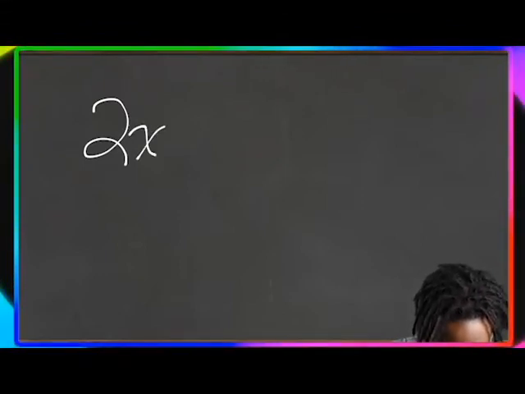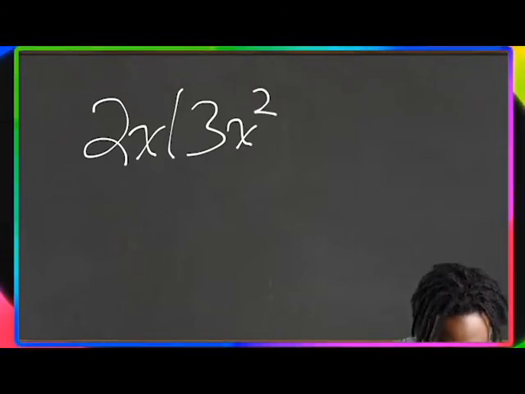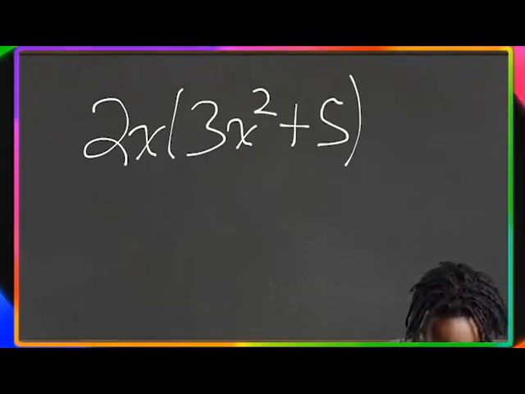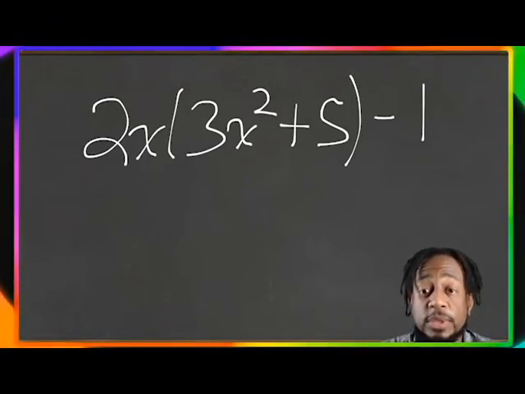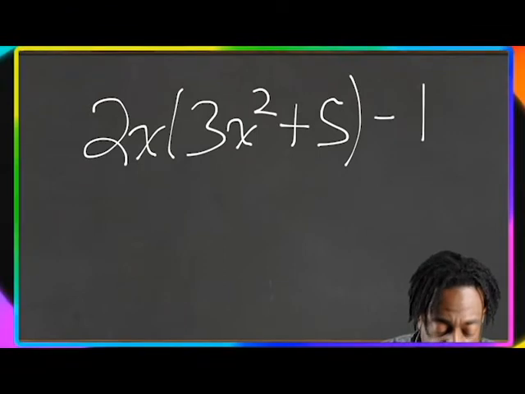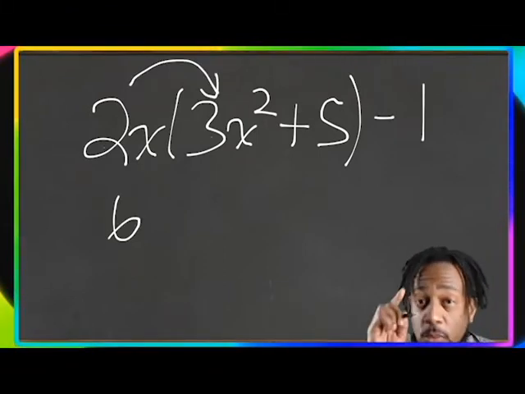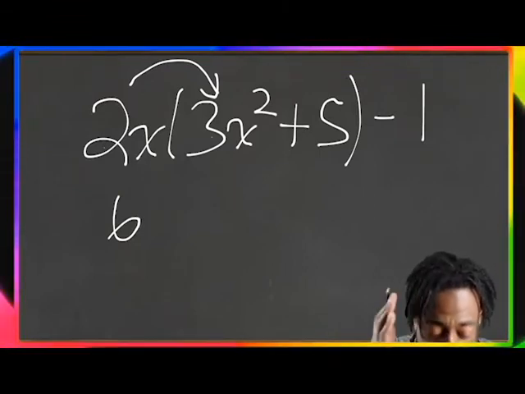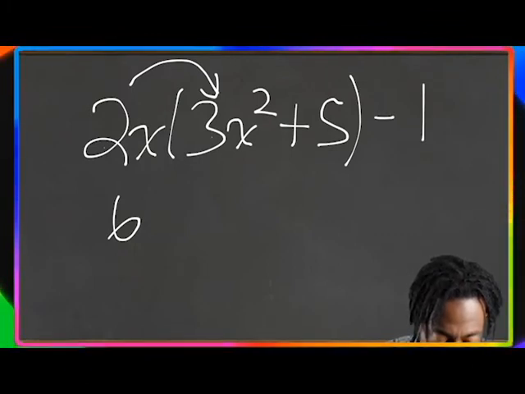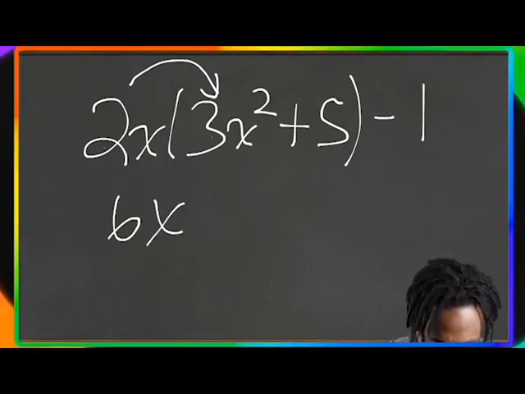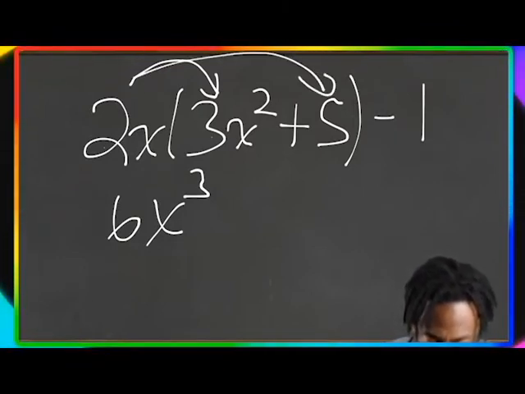All right. So 2x times 3x squared plus 5 minus 1. Okay. Everything in the parentheses, you're going to multiply times 2x. So 2 times 3 will give you 6. One at a time. If you do one term at a time, you won't mess it up. So you have 1x here, 2x here, you get x to the third.